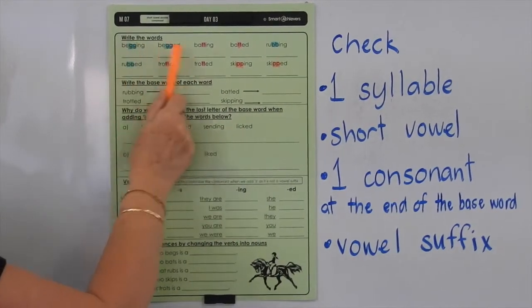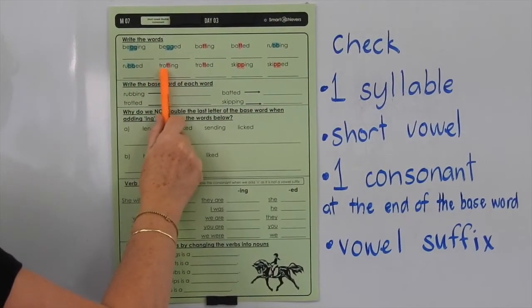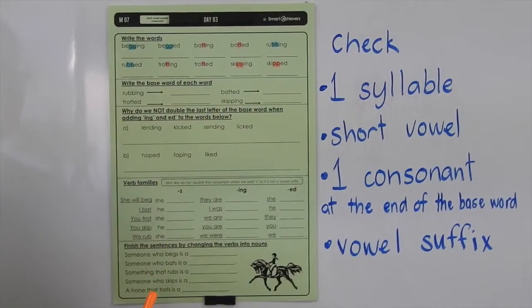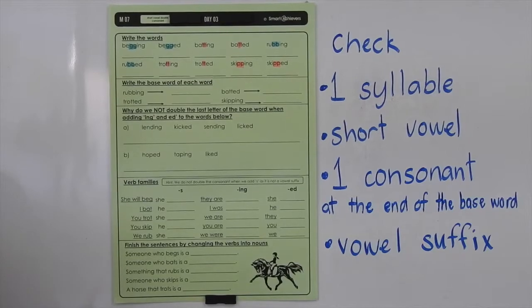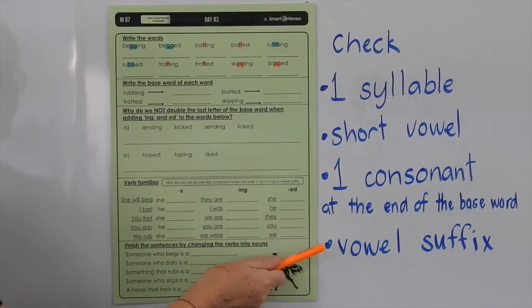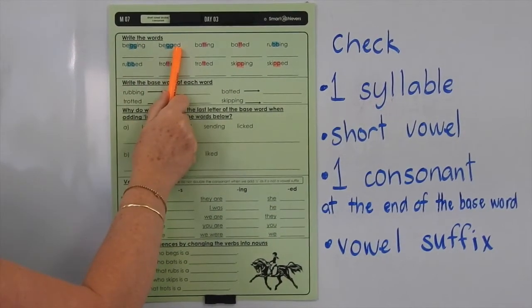Beg ends with a G, bat ends with a T, rub ends with a B, trot ends with one T, and skip ends with one P. So yes, they do all end with one consonant. And the bit we add on, the suffix, doesn't start with a vowel. Ing does and ed does.